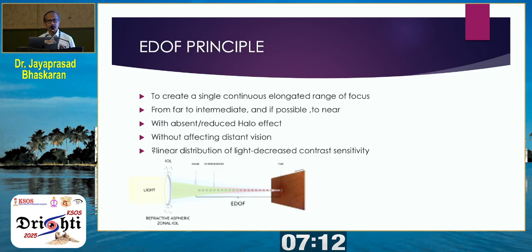And for this, EDOF lenses were considered. The idea was to create a single continuous elongated range of focus from far to intermediate, and if possible to tweak it a bit to get better near vision with absent or at least reduced halos, without affecting distant vision.